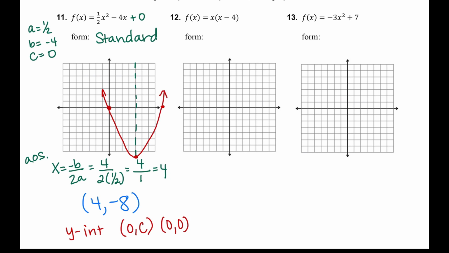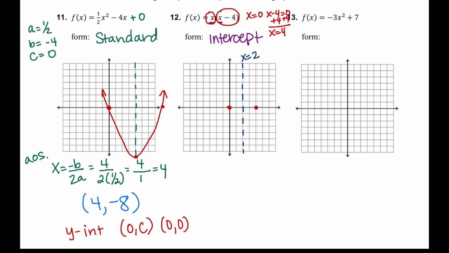For the second graph, we don't have an x squared and an x, but we have an x and an x. There's no x squareds. This is going to be an intercept form. When using intercept form, what we're going to do is set each of these equal to 0. We have x equals 0 and x minus 4 equals 0. X is already solved for in the first equation, but to solve for it in the second equation, we add 4 to both sides. So x equals 0 and x equals 4. Our axis of symmetry is right in the center at 2.